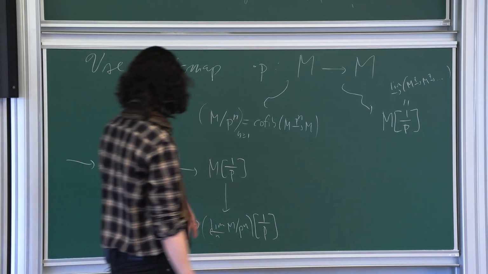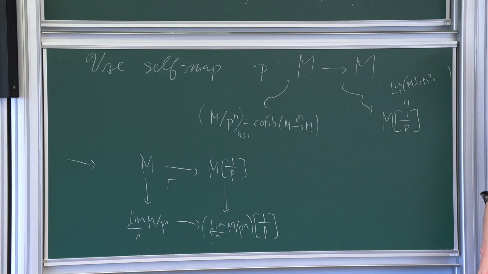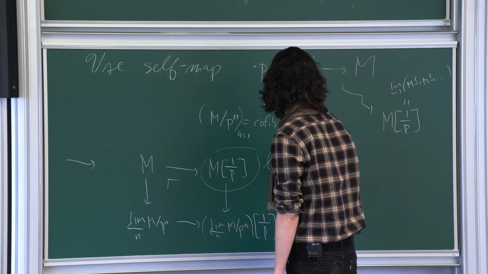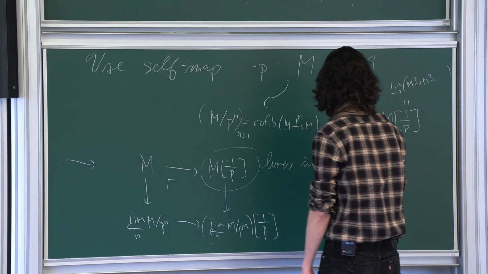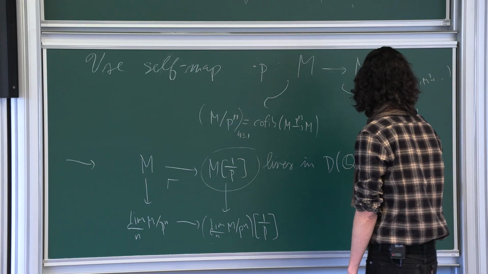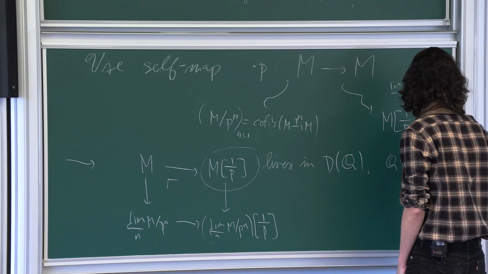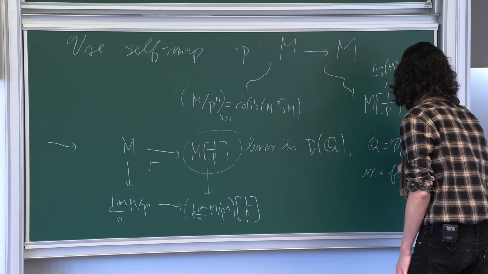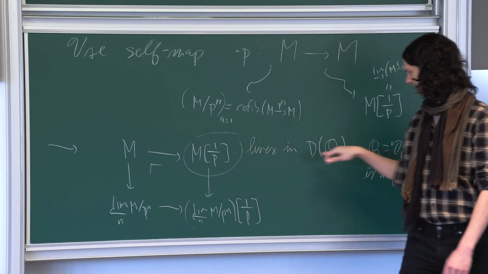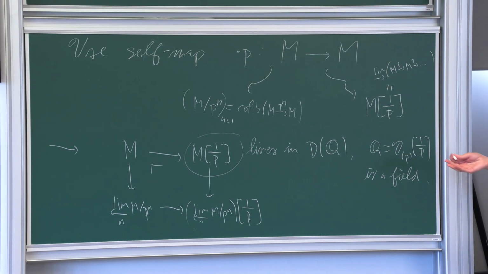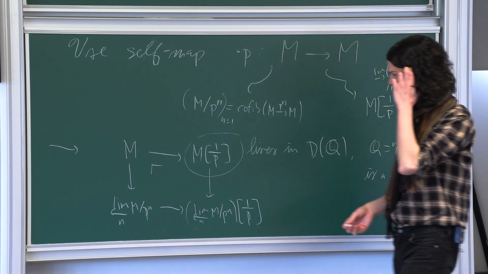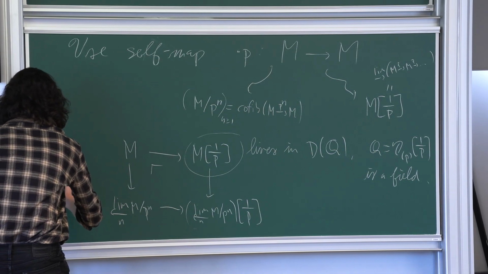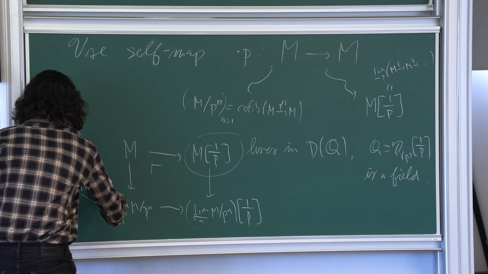And what have we gained by decomposing M in this way? Well, we've reduced to something simpler. So this guy here actually lives in D of Q. So Q is what you get when you invert p in Z, or Z over p. And Q is a field. So that's very simple linear algebra, even derived linear algebra. Everything is just completely straightforward when you're working over a field. So this guy is very easy to analyze. And over here, at least the first step, M mod p, also belongs to a field.